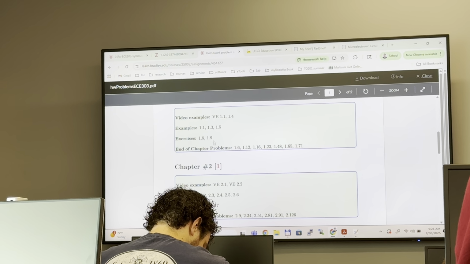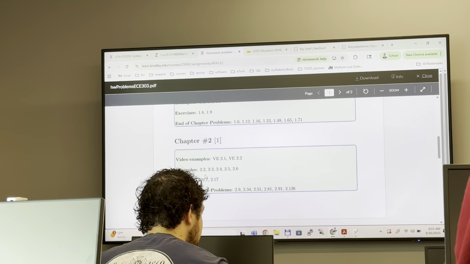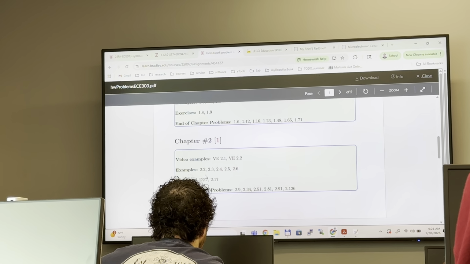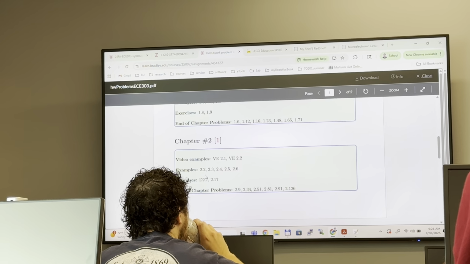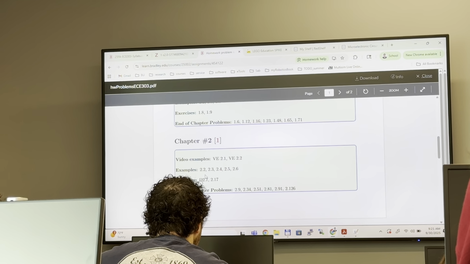So I don't have many problems from chapter 1, but chapter 2, you are going to emphasize more. As I said, it's going to be almost about 2.5 problems from chapter 2, and chapter 1, 1.5 problems.